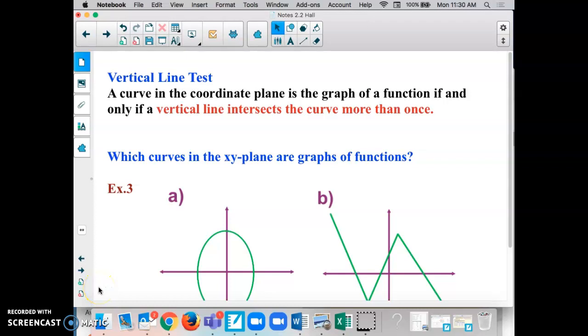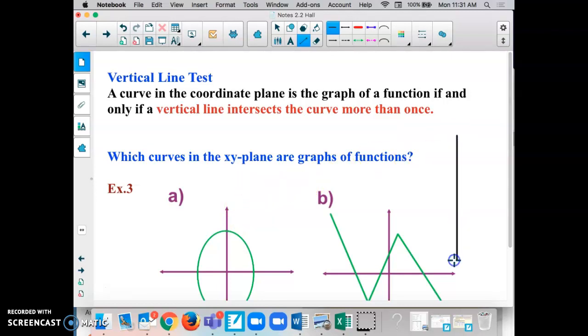Okay, now let's talk about the vertical line test. A curve in the coordinate plane is the graph of a function if and only if no vertical line intersects the curve more than once. So keep in mind what the vertical line test does for us. It puts a vertical line on a graph to check if it is a function.